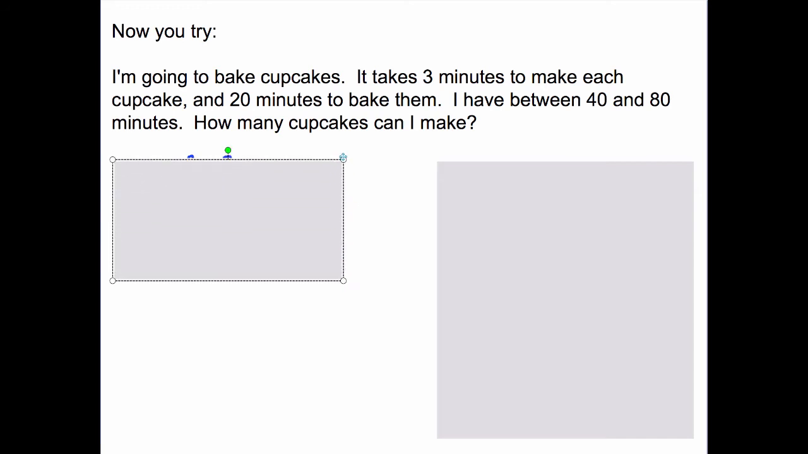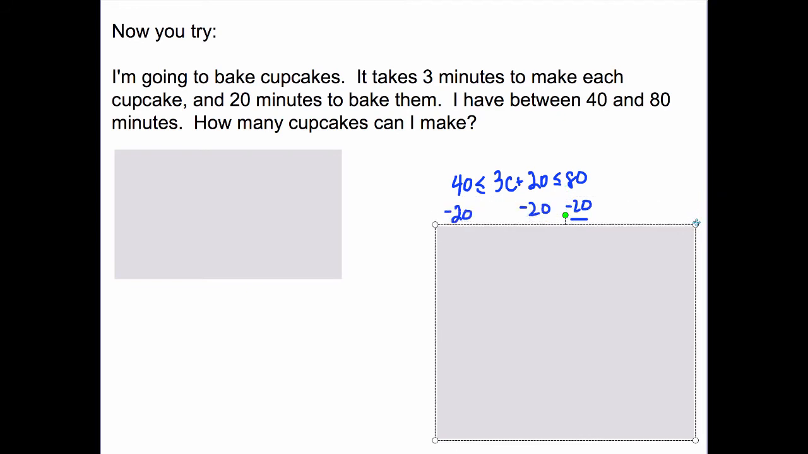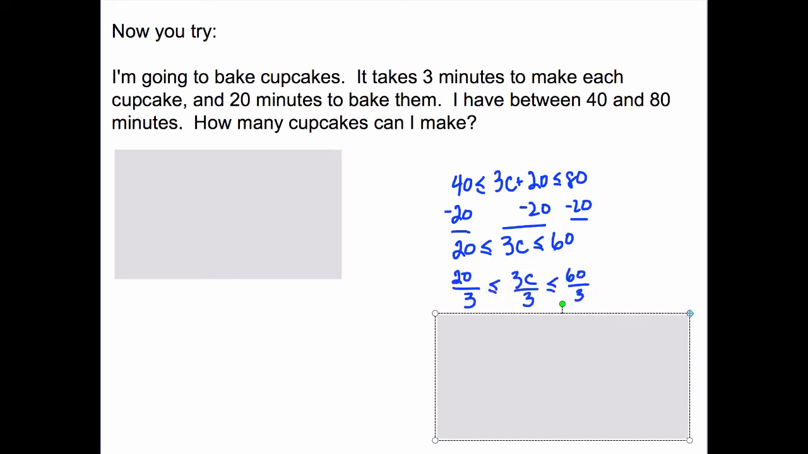Now, let's solve the problem. So there's our inequality. I'll subtract 20 from each of the 3 parts in an effort to isolate c, and we're left with 20 is less than or equal to 3c is less than or equal to 60. Now we'll divide each of the parts by 3, and we get 6 2/3 is less than or equal to c is less than or equal to 20.